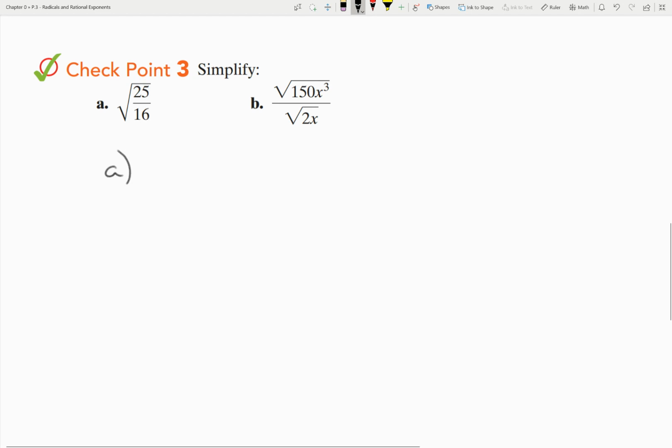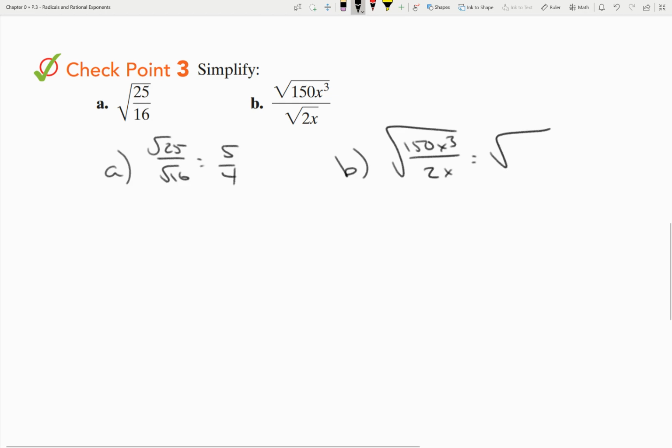So for part A, I can break it up. Square root of 25 over square root of 16 just gives me 5 over 4. And for part B, I want to put them together first in order to reduce the fraction and to cancel some things out, which gives me 150 divided by 2 is 75 x squared. And we've done 75 previously. It's 25 times 3. That's 5x square root 3. Right? The 25x squared simplifies to 5x, and there's a radical 3 left behind.